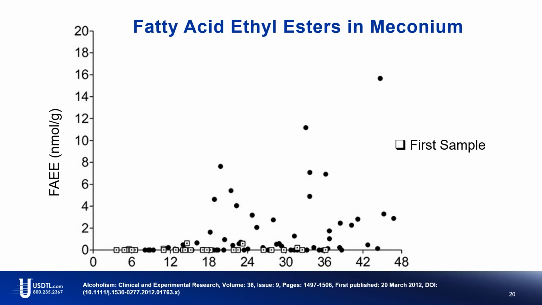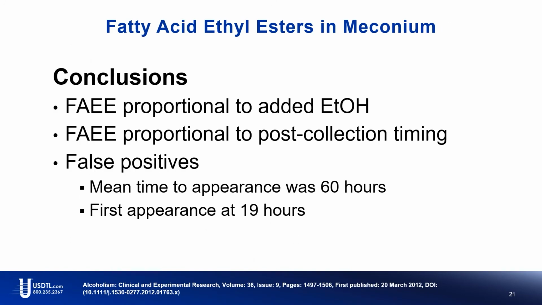The conclusions from this report were that fatty acid ethyl esters are proportional to the added amount of ethanol. The amount of fatty acid ethyl esters is proportional to the post-collection timing, and they were concerned with false positives, with the mean time to appearance at 60 hours, and the time to first appearance of a false positive fatty acid ethyl ester at 19 hours.